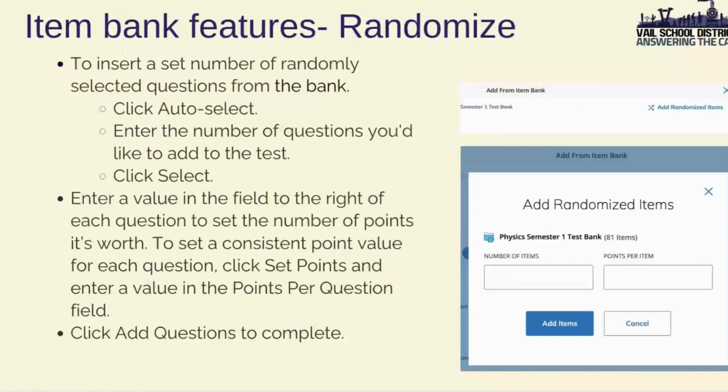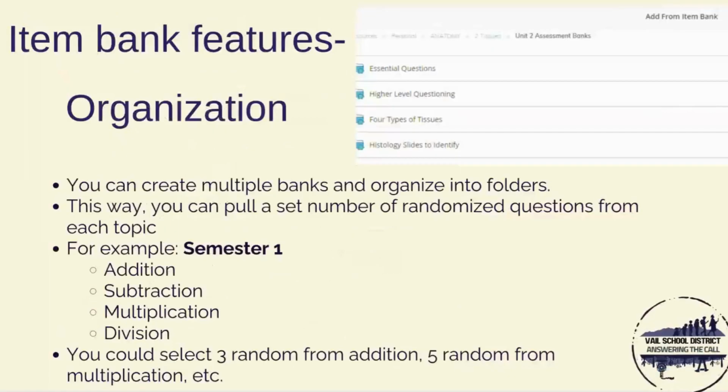One of the great features about using an item bank and importing your items from the item bank into your assessment is that you can randomize. So with this feature, you can insert a set number of randomly selected questions from the bank. So for example, if you're giving a test that covers multiple topics or multiple units, you could set it to select 3 numbers at random from this topic, 3 numbers at random from another topic. All you have to do is enter the values in the boxes that it prompts you for, the number of items and the points per item, and then click add questions to complete that. This is really useful, especially when you're doing a final, which might contain a lot of different units.